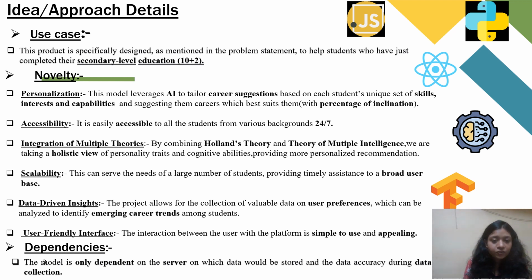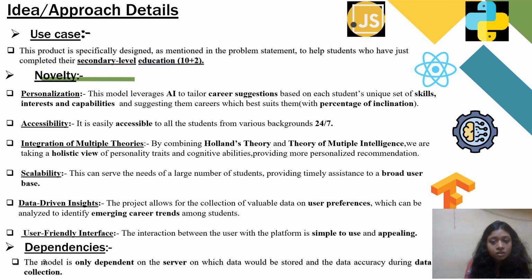Fifth is data-driven insights. The project allows for the collection of valuable data on user preferences, which can be analyzed to identify emerging career trends among the students. And finally, we have a user-friendly interface. The interaction between the user and the platform is kept simple and appealing so that users find it easy to use, whatever level they are at.